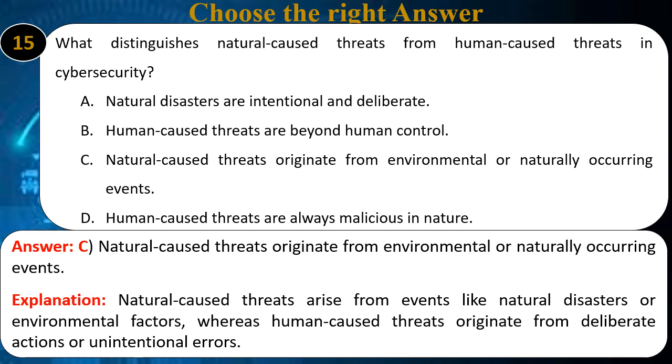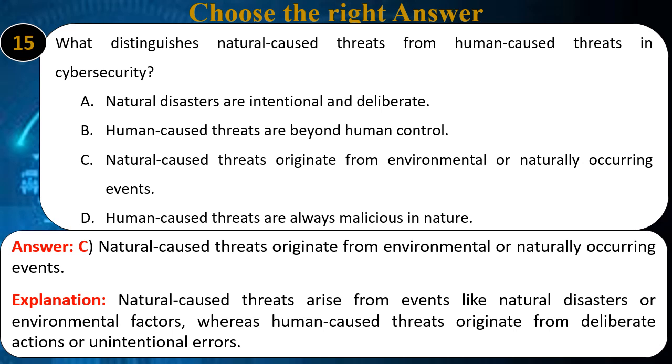Here's why the other options are incorrect. A. Natural disasters are intentional and deliberate. This statement is completely counterintuitive. Natural disasters are, by definition, not caused by human intention. B. Human-caused threats are beyond human control. While some human-caused threats can be extremely sophisticated and difficult to mitigate, they are ultimately still within the realm of human influence and control.